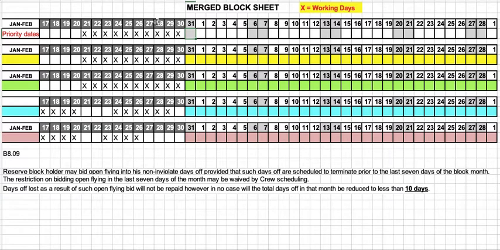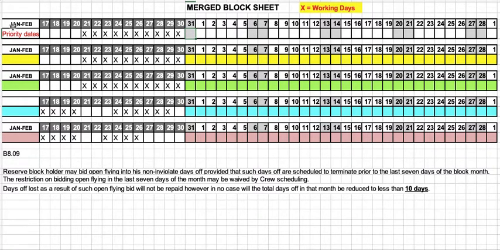In this video, we're going to show you how to use the Reserve Merged Block Worksheet. This worksheet is simply the last 14 days of the previous block month, along with the present block month, that will help you to plot out what your desired month should look like for the month that you're bidding.